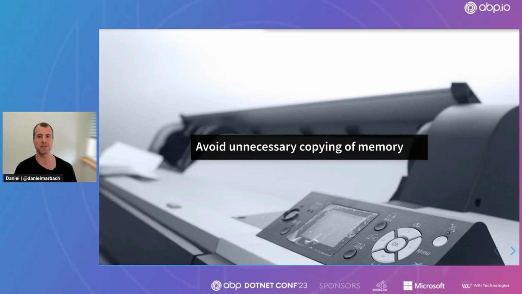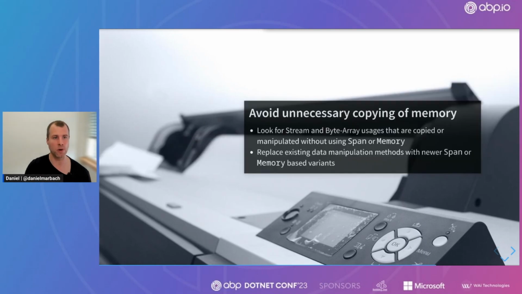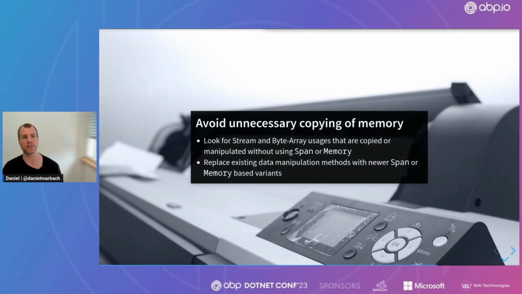But conceptually for this talk, I think it's a good enough representation to understand what a span is. And if you look at the most important rules: look out for stream and byte array usages that are copied or manipulated without using span or memory, and replace existing data manipulation methods with newer span or memory-based variants. Conceptually, it's actually just one rule: use the span or memory-based overloads of the things that you have in place, because that gives you tight control over what you're passing in.